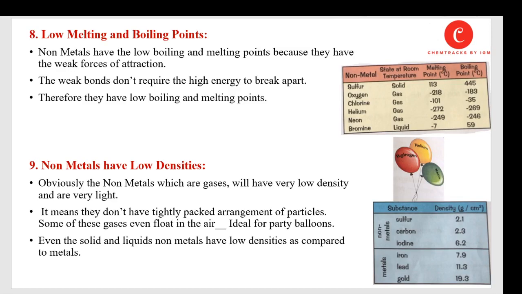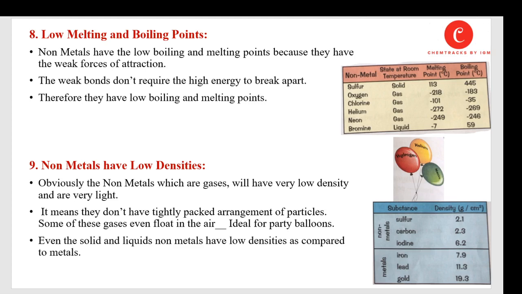Non-metals are not strong and they have some weak attractive forces, so they have low melting and boiling points. Non-metals have low boiling and melting points because they have weak forces of attraction. The weak bonds don't require high energy to break apart, therefore they have low boiling and melting points.